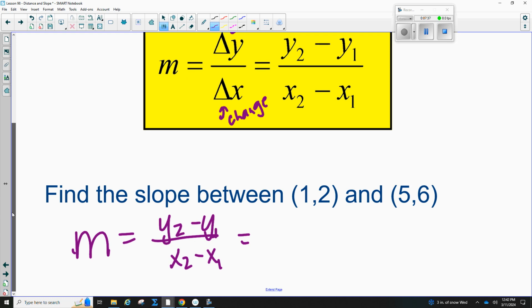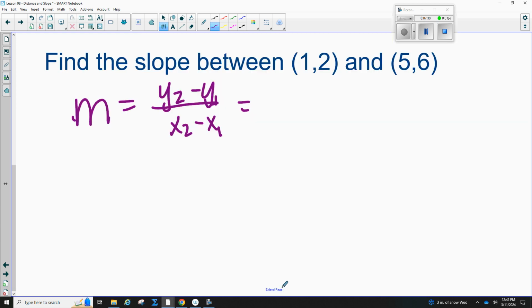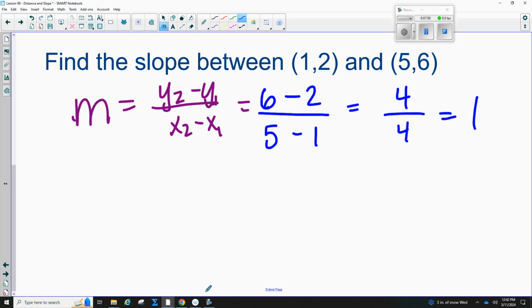So what is the second y, everyone? 6. What's the first y? What's the second x? Minus the first x? Good. So 6 minus 2 is 4, and 5 minus 1 is 4. So my slope is 1. This actually means that, I don't know where the y-intercept is, but you're going 1 over 1 for the slope, like if you were to graph it.